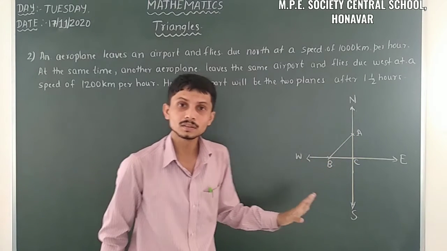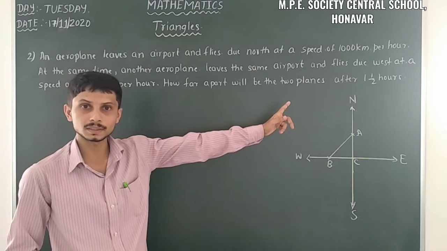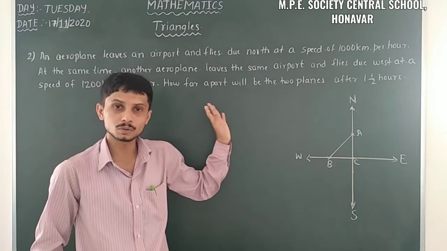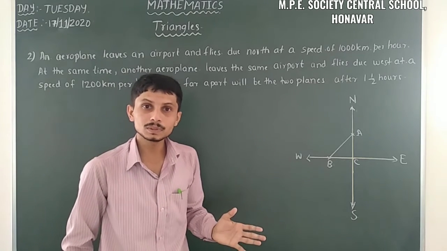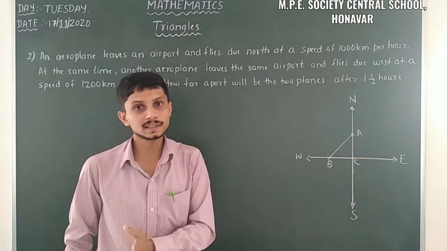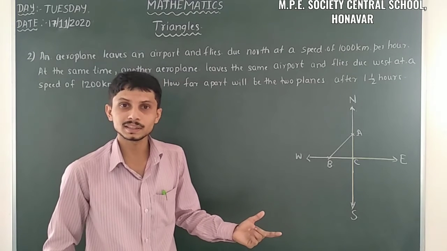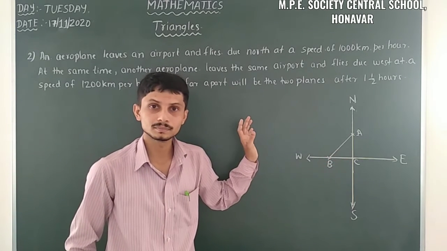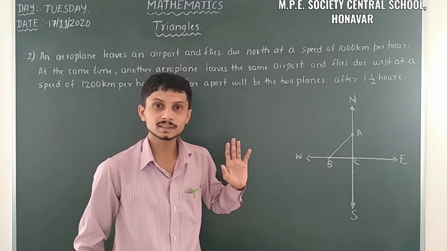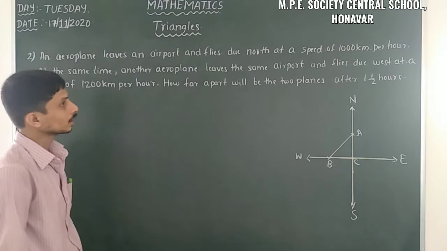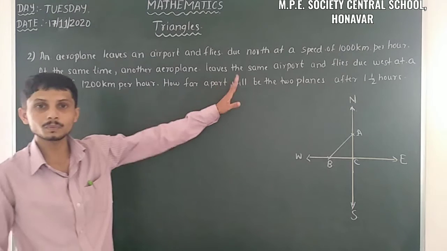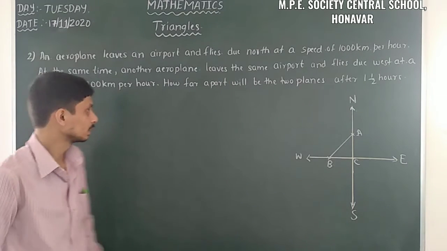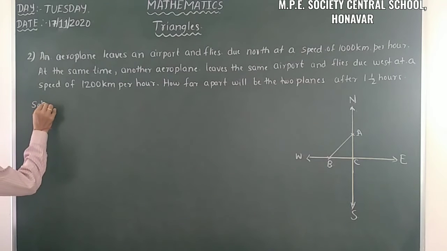But we know the speed of aeroplane 1 and the speed of aeroplane 2, so with the help of the formula of speed, distance and time, we can calculate the distances, and then find the distance AB. What is the given term here? The speed of aeroplane 1 and the speed of aeroplane 2 are given. So I will go directly into the solution.